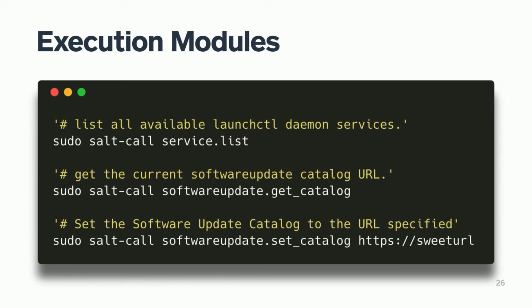Let's take a brief look at the syntax that's here. softwareupdate is going to be the name of the module. And then after the period is the name of the function in that module that you want to call. And if there are any parameters to that, you just pass them later, which in this case would just be if you want to set that URL to a suite URL.